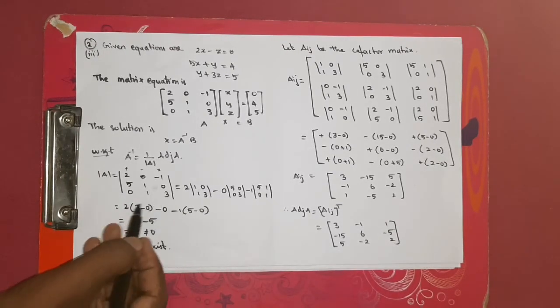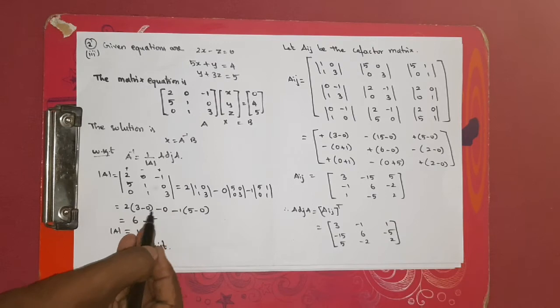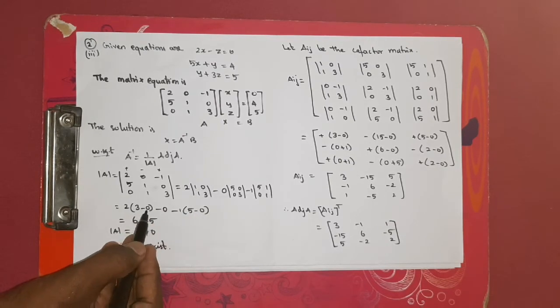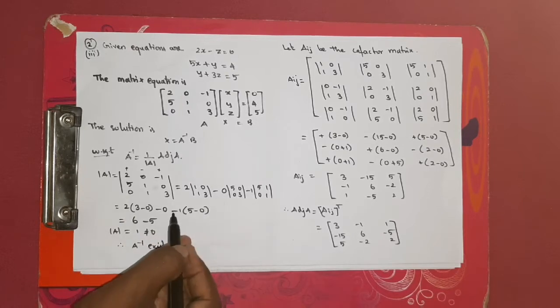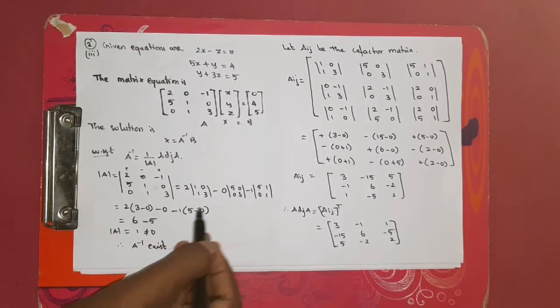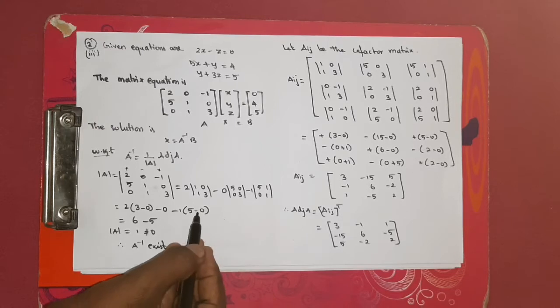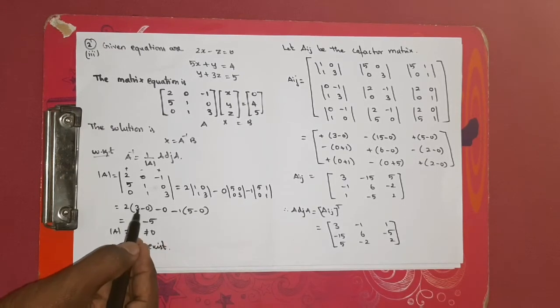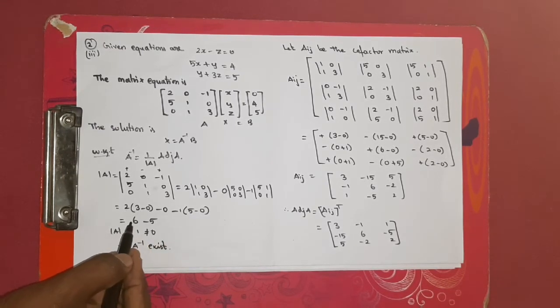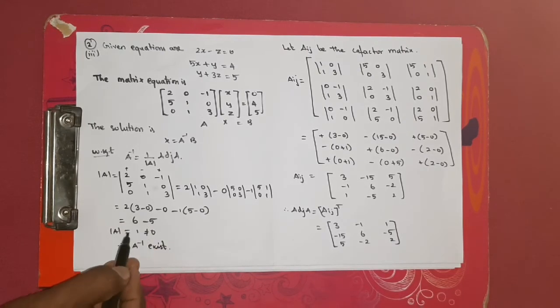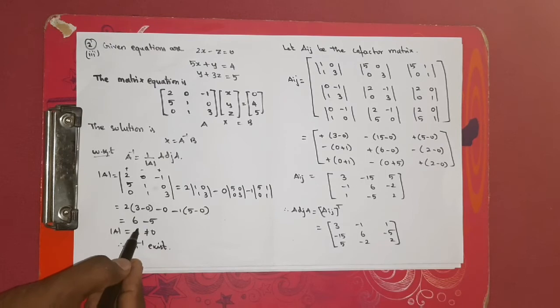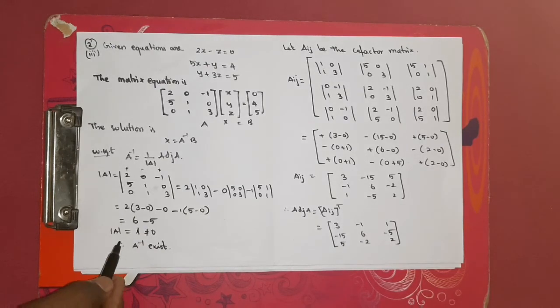Now solving this, 2 into 3, then minus 0 into the determinant 1 0, 0 into anything is 0, so I put 0 here. Then minus 1, 5 into 1 is 5, minus 1 into 0 is 0, so 3 minus 0 is 3, 3 into 2 is 6, leave it. 5 minus 0 is 5, 5 into minus 1 is minus 5, so the answer is 1, which is not equal to 0. Therefore you can see A inverse exists.